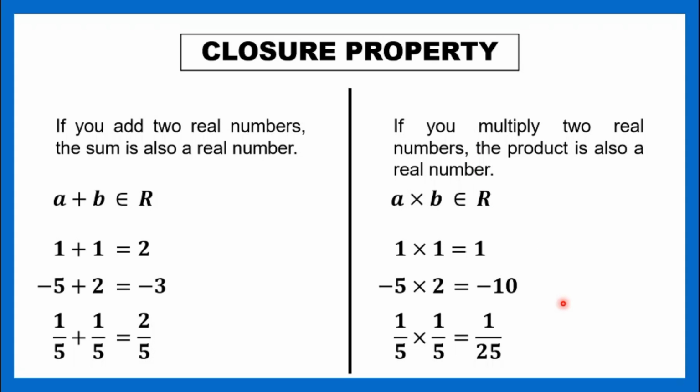So, yun lang po ang idea ni closure property. Again, ang clue natin doon, closed. Hindi siya pwedeng lumabas. Kapag real, real. Kapag real ang pinlas or minultiply, real ang magiging sagot. Tapos ang usapan. Yun ang closure property.